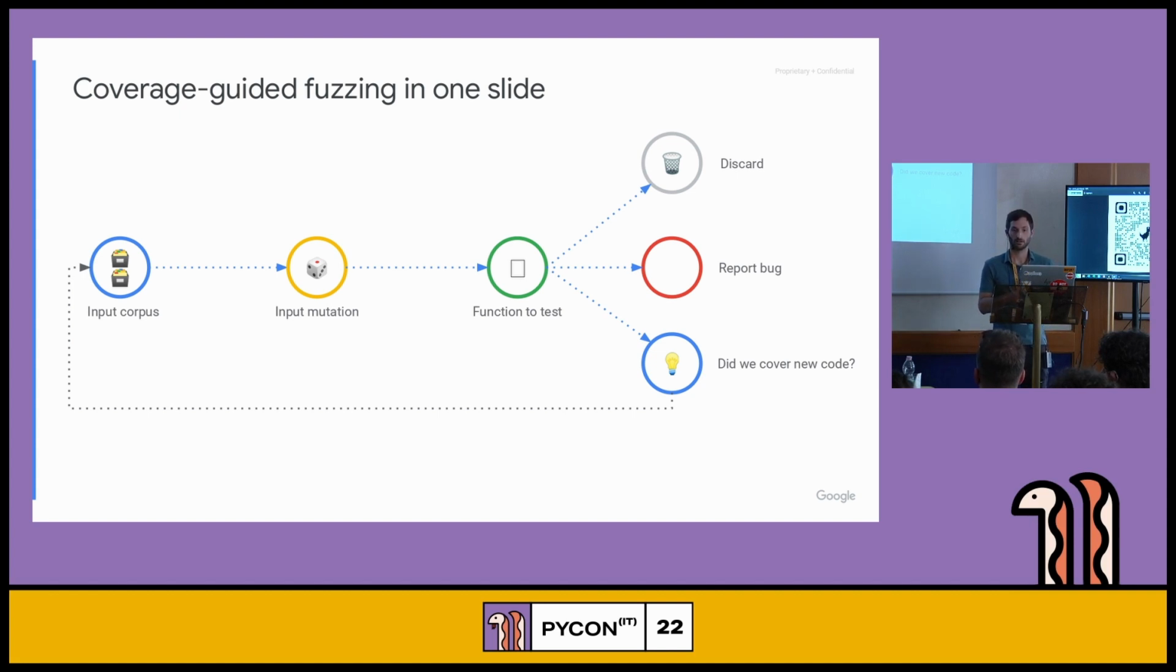And then you check what's happening with the execution of your function. So maybe you have a crash, and that's perfect. You can report a bug. Otherwise, nothing interesting happens, so you just throw it away. But before throwing it away, if you don't have a crash, what you can check is, did we cover new code? And if we did cover new code, then this is interesting because what we want to do is maximize the code coverage. So we can save this input and feed it back to the input corpus. So next time we can mutate this again and explore more and more code.